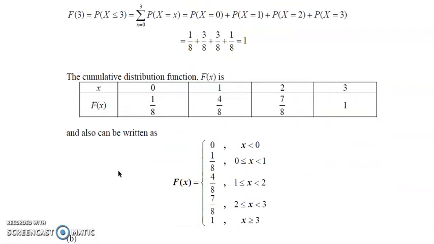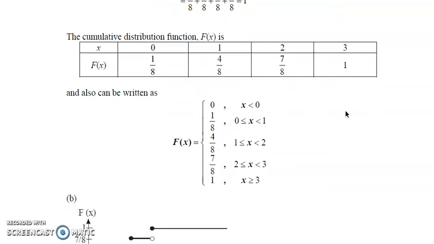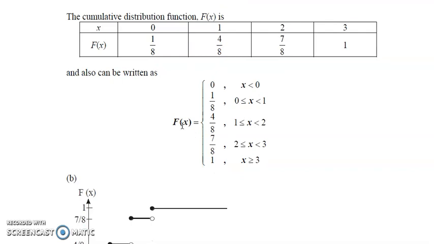So after you've got your CDF, you put it into your cumulative distribution function table here. You can see that all of it must end at 1, and it can also be written as a piecewise function. In the piecewise function, we have capital F of x equal to some piecewise function here.